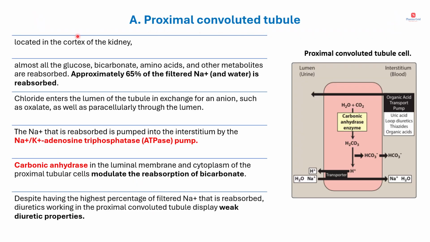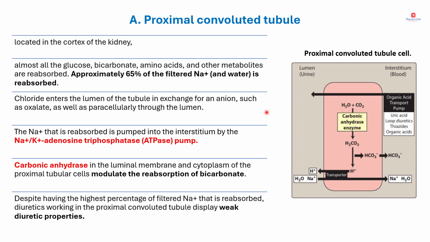Proximal convoluted tubule. It is located in the cortex of the kidney, and in the PCT almost all the glucose, bicarbonate, amino acids and other metabolites are reabsorbed. Approximately 65% of the filtered sodium and water is reabsorbed here. Chloride enters the lumen of the tubule in exchange for an anion such as oxalate as well as paracellularly through the lumen. The sodium that is reabsorbed is pumped into the interstitium by the Na plus K plus adenosine triphosphatase pump, that is the Na+/K+ ATPase pump.